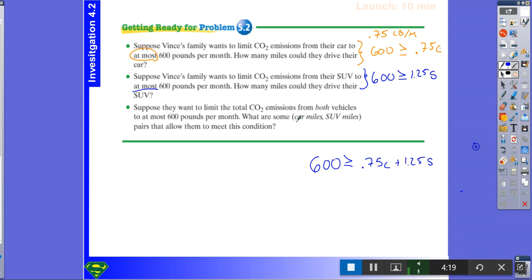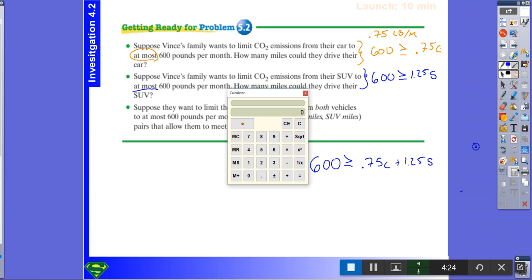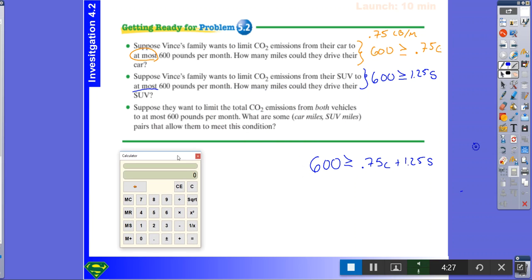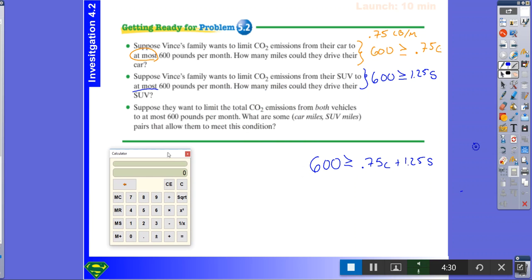So I'm going to find some SUV and car mile conditions that will get us exactly 600. What I would normally do in class is tell you right now, go ahead and figure out one point that would satisfy this. But obviously, in a video, I can't do that. So here's what I would suggest. Let's make a little table. We'll have car miles and SUV miles.